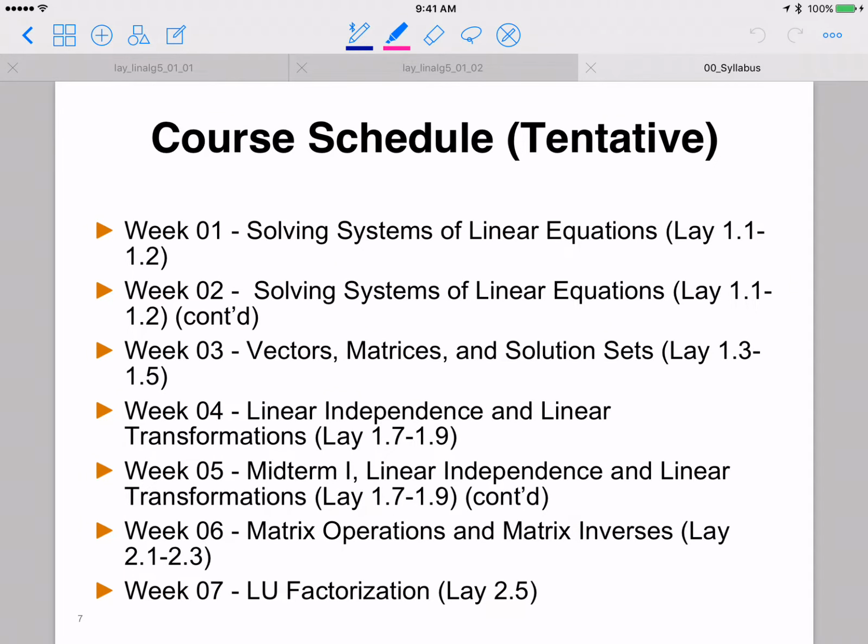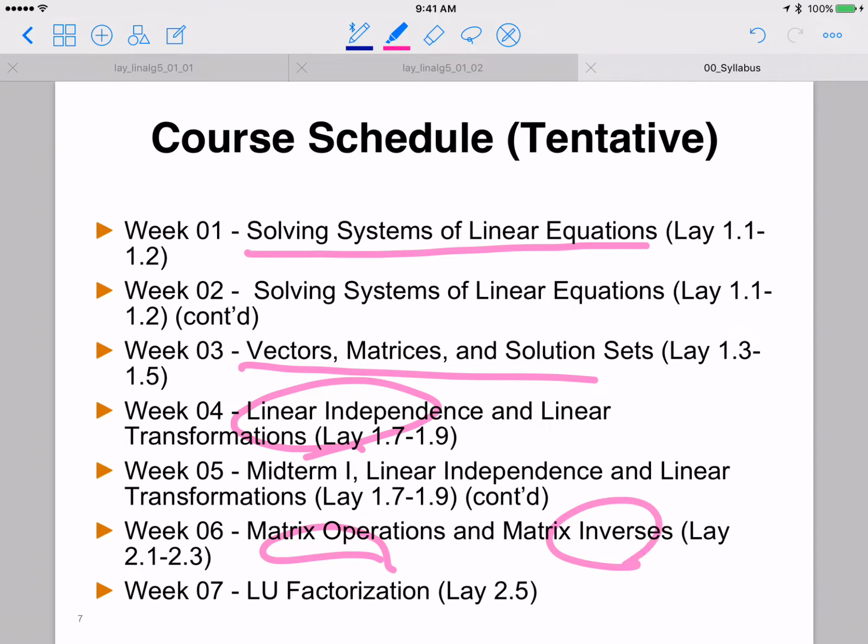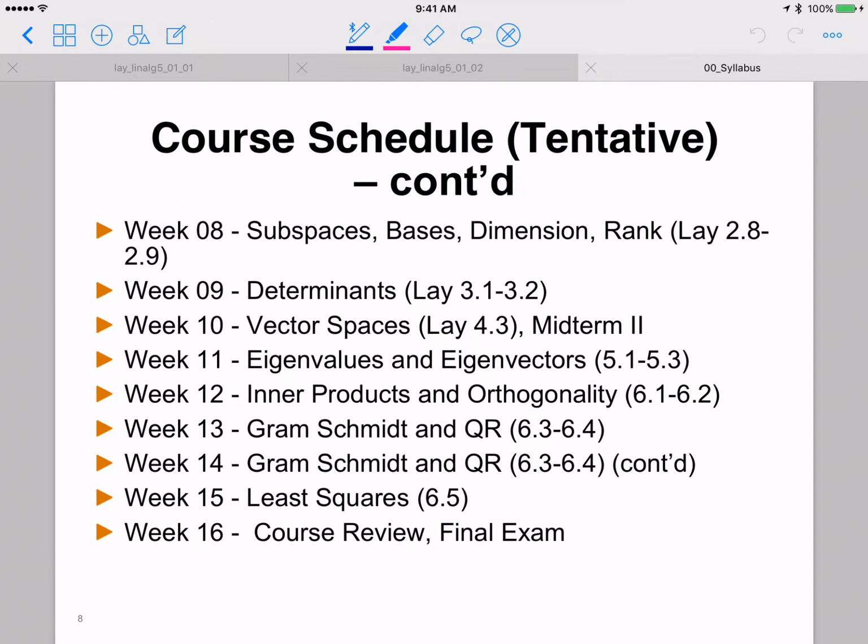And then some course schedules. Yeah, solving systems of linear equations, which are basically solving a set of linear equations, or 연립방정식. And then we will learn about vectors, matrices and solution sets, linear independence, matrix operations and inverse, and LU factorizations and so on.